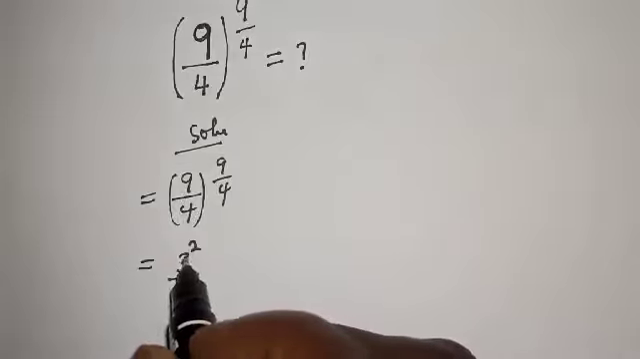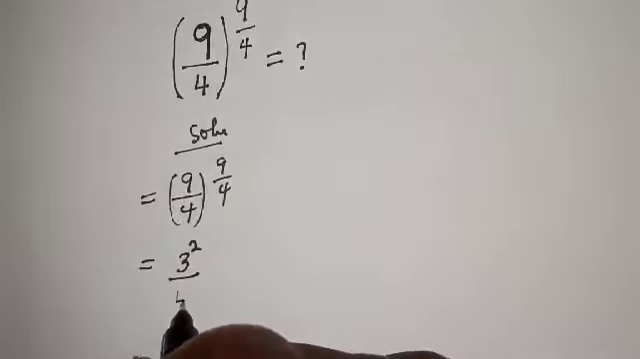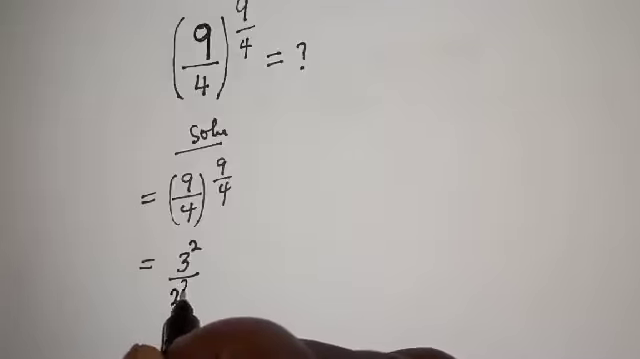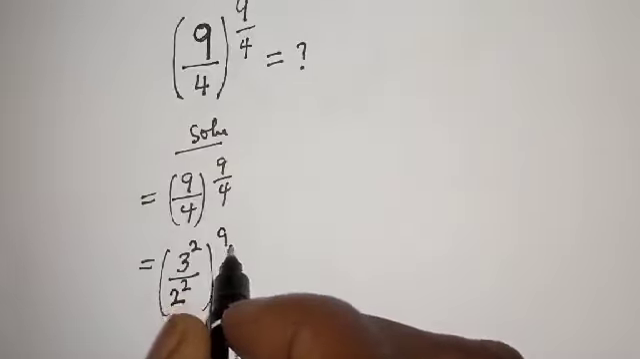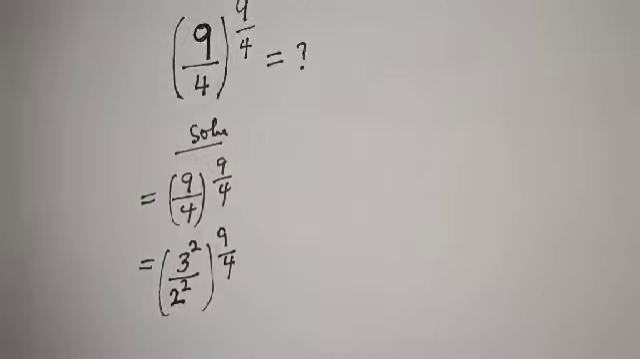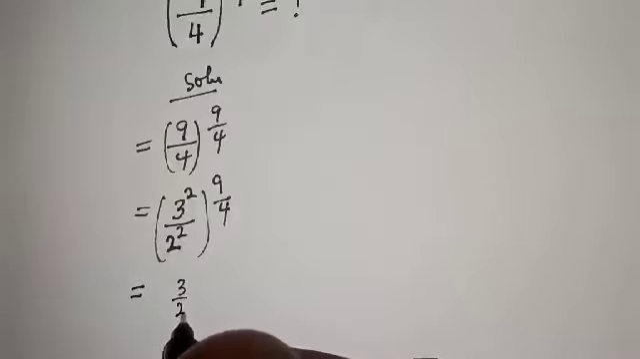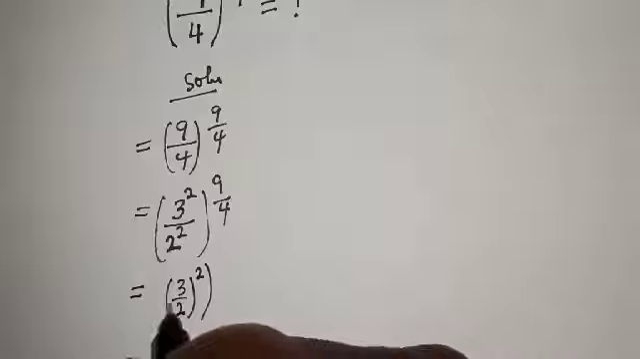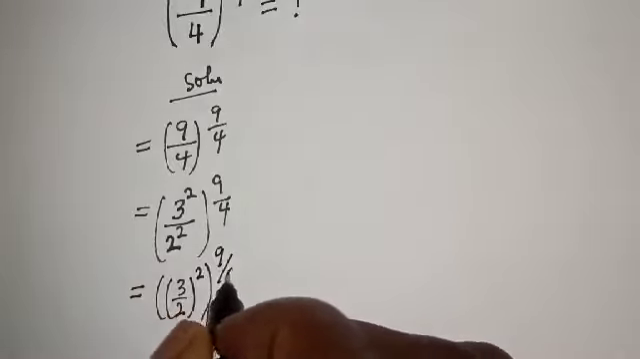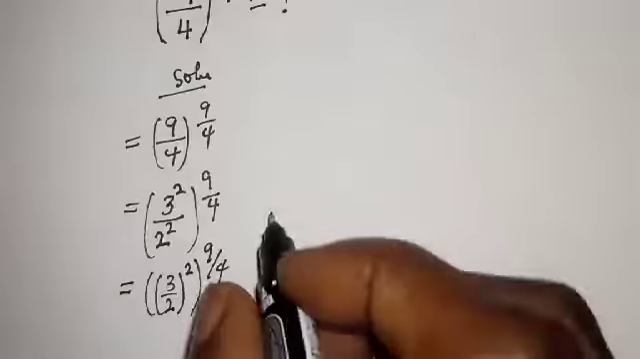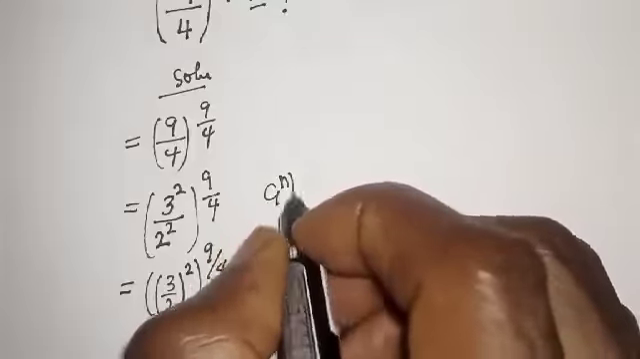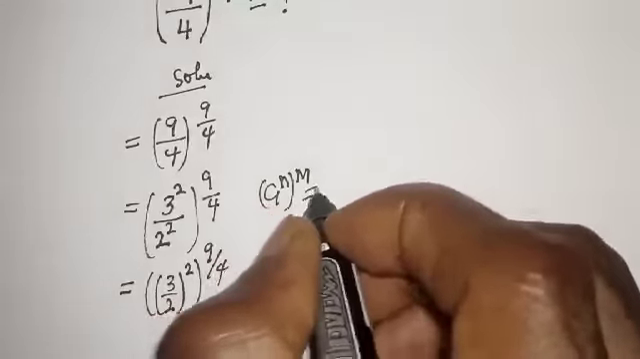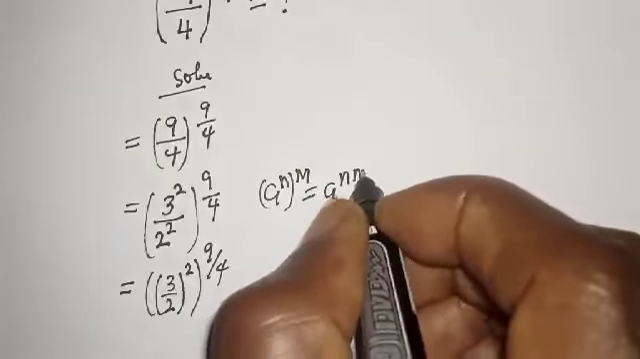9 can be written as 3 squared, and 4 can be written as 2 squared, to the power of 9 over 4. That is 3 over 2, because of the same power, all raised to power 2, to the power of 9 over 4. Take note of this exponential rule: if you have a raised to power n, to the power of m, this is equal to a raised to power nm.